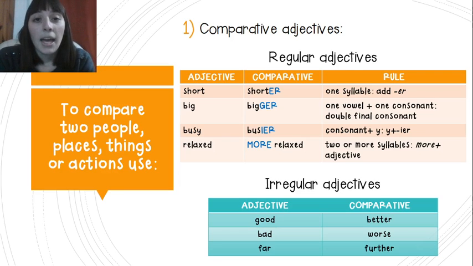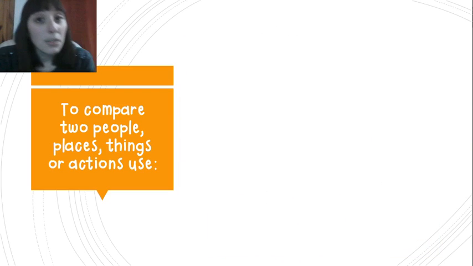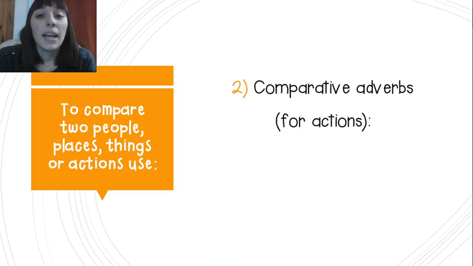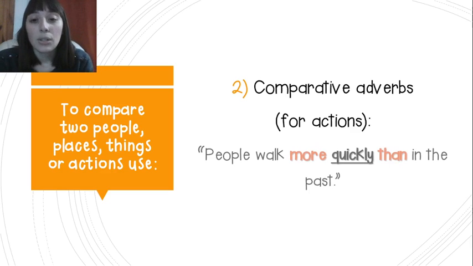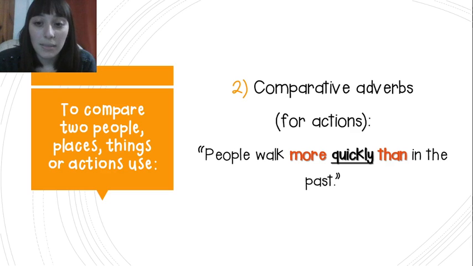Then we can also use, in a second case, comparative adverbs. Adverbs are words that describe an action. They say how an action is done. So for example, we can say people walk more quickly than in the past. More quickly than. Quickly is the adverb. In Spanish, we would say rápidamente.